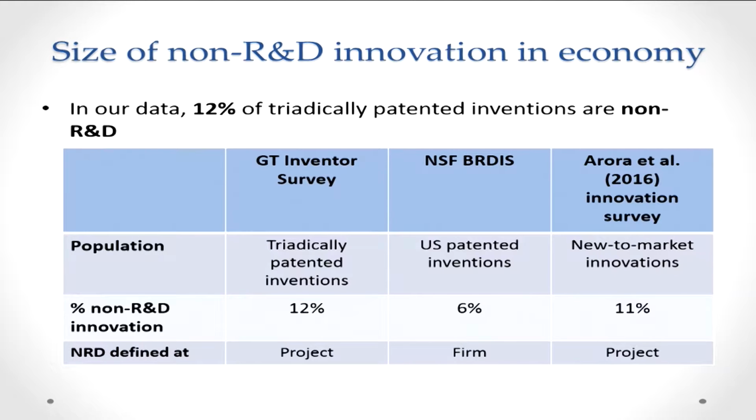What do I mean? In the first one, this is our data, is triadically patented invention. So the firm patented the invention. So at first they patented, and then second, US, Japan, Europe. We get 12% using project level data. NSF, BRDIS data, this is firm level data, so it's going to be biased down, and I'll show you why. They got 6% of all patents came from outside of R&D. And then the Arora et al. survey, I was also involved in that. New to market product innovations, 11% using project level data.